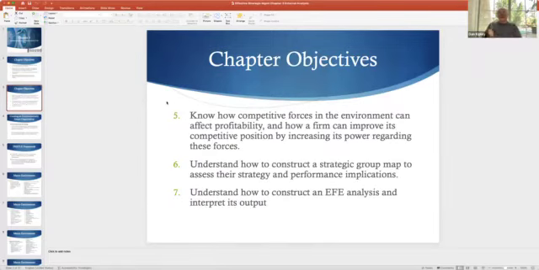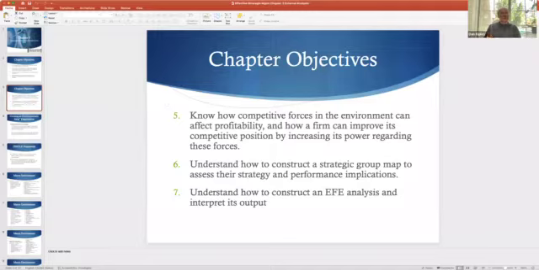to take a look at, like the competitive forces that are found in the external environment and how to construct a strategic group map identifying in an industry of all of those who are in that industry, which of those are our greatest competition. And then what we're going to be looking at finally here is how to construct an external factors evaluation analysis on the data that you have pulled from your SWOT.